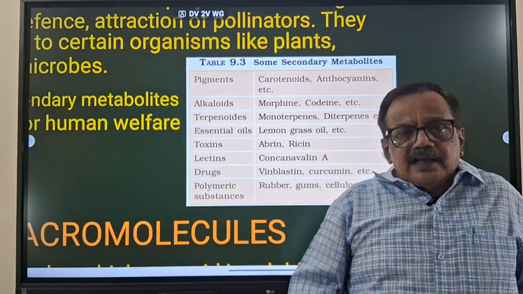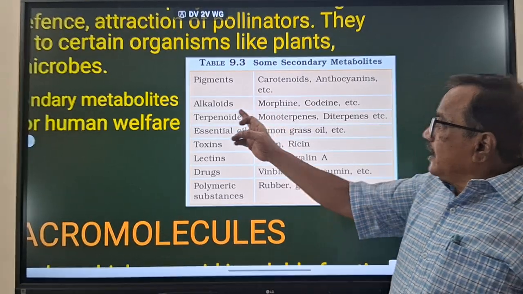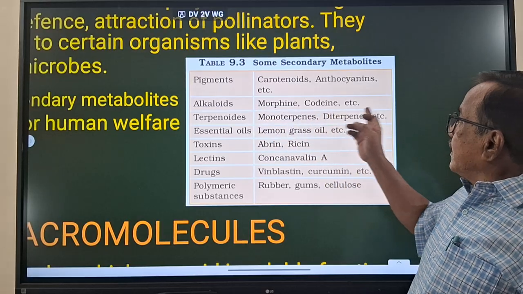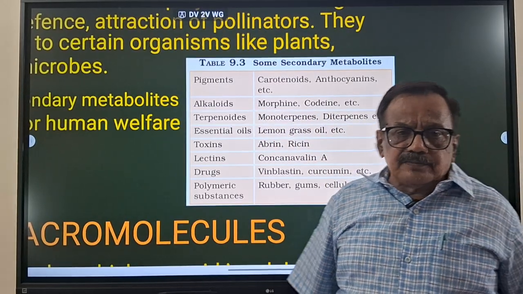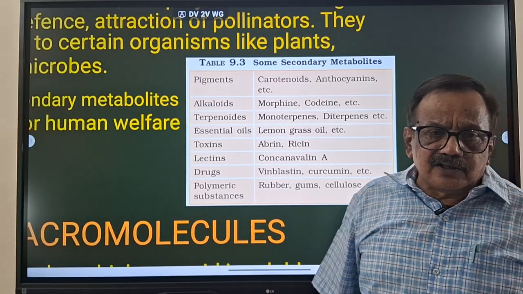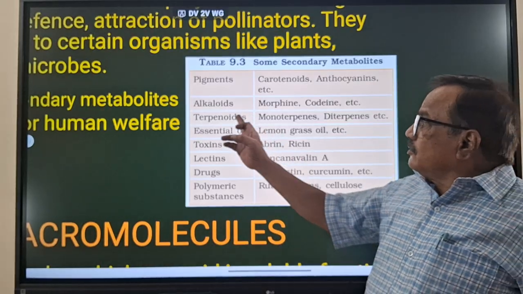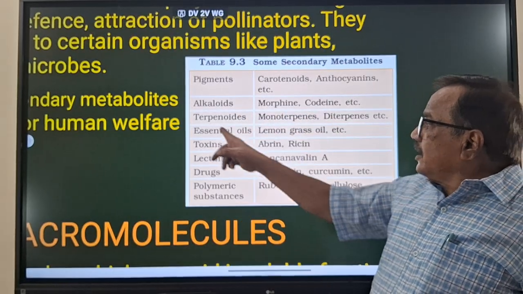For more clarification, I am telling you. Okay. Next is the alkaloids, morphine, codeine, etc. Alkaloids are what give drowsiness. They are used as morphine and codeine.